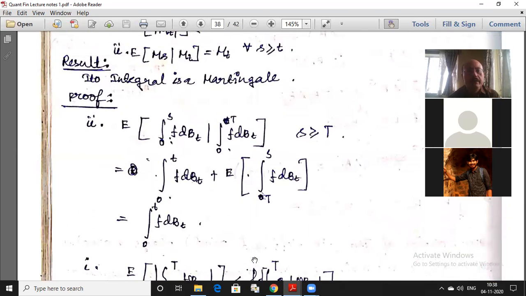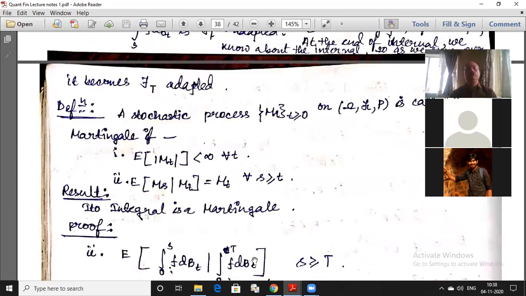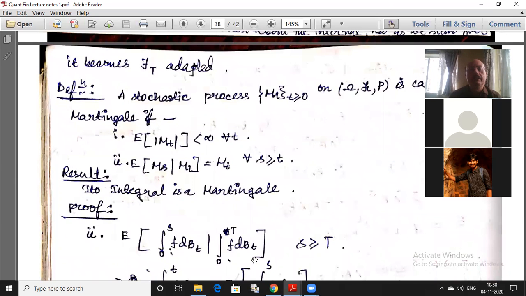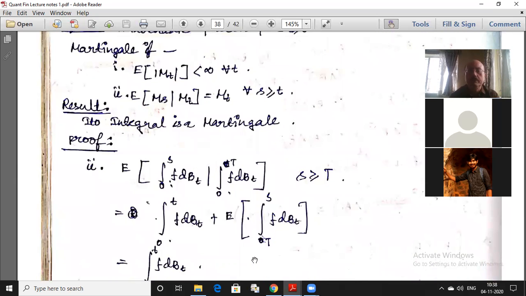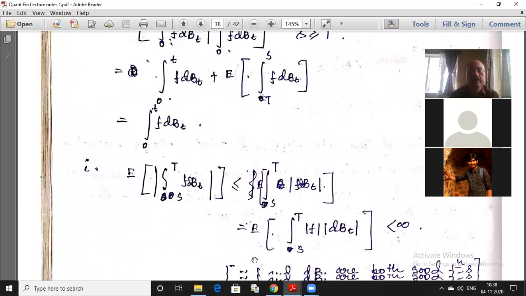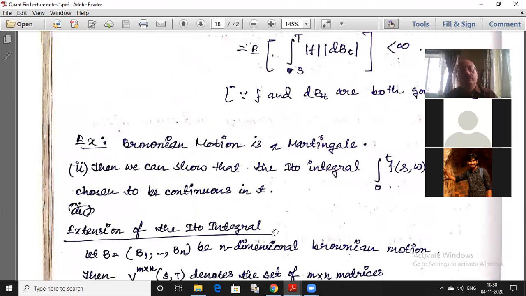Okay, and then further on, we showed that the integrals are also martingales. The proof is quite easy. And we have shown that the integrals can be assumed to be path continuous. Because of the Kolmogorov continuity theorem, we can choose a version of the integral which has the continuity property.